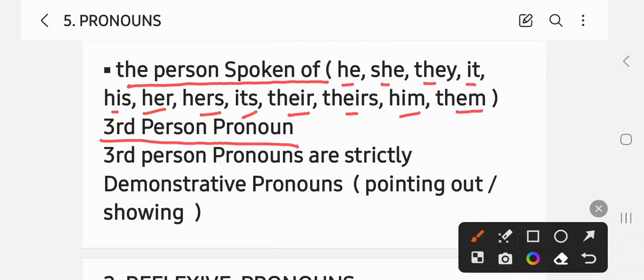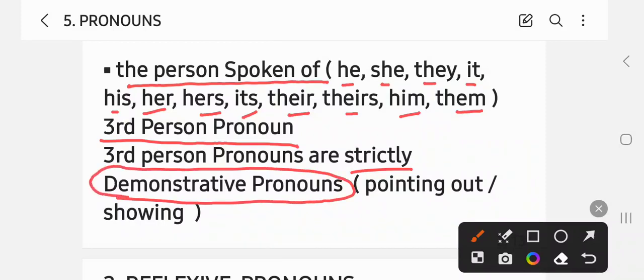Third person pronouns are strictly demonstrative pronouns. Now what is demonstrative? The word demonstrative is used for something that is used to point out a thing or which is used to show a thing. Something used for pointing out or something used to show.